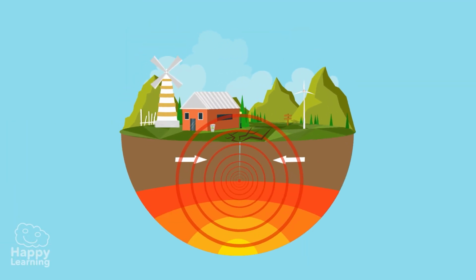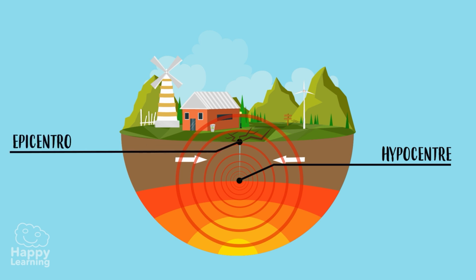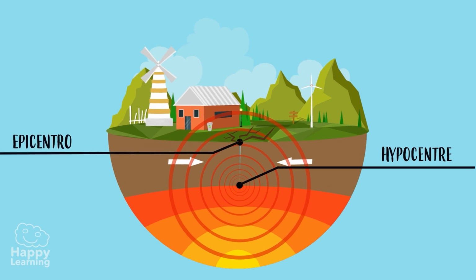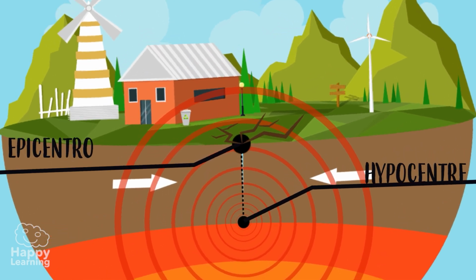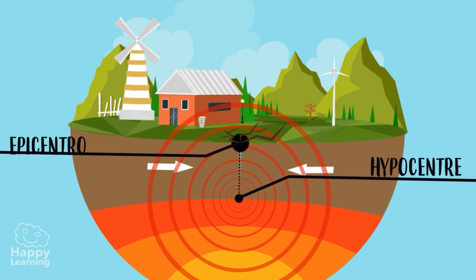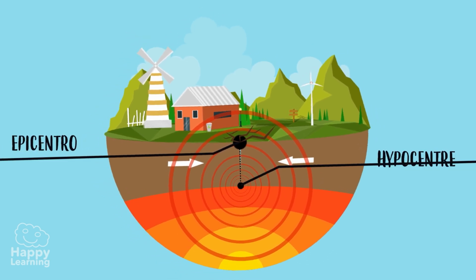In an earthquake, we can differentiate two parts. The hypocenter, which is the point in the earth where the earthquake originates from, and the epicenter, being the point on the earth's surface vertically above the hypocenter. This point is where the earthquake is most intense and the greatest damage is caused.